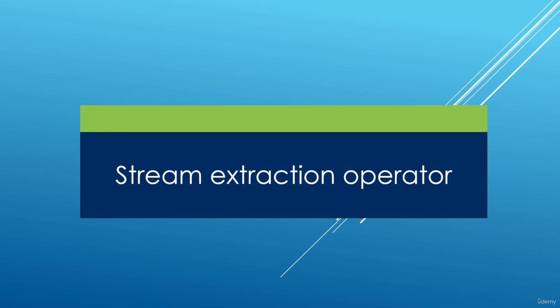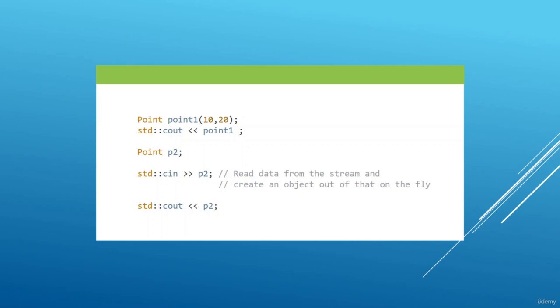In this lecture, we're going to see how we can overload the stream extraction operator. This is an operator which is going to extract data from the stream and let the data flow into our program. For example, we have our point object. In the last lecture, we saw how we could overload the output stream operator. In this lecture, we're going to see how we can make our object support the input stream operator.